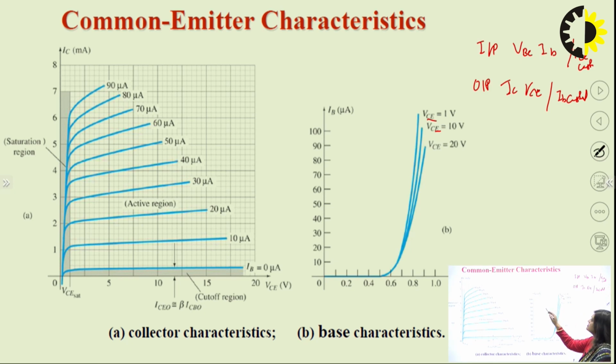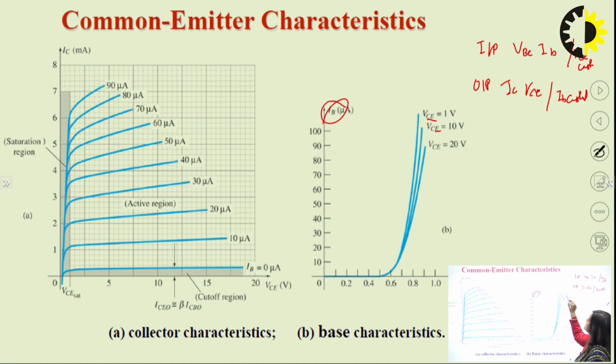the amount of IB is reduced. Because if we increase the VCE, the reverse bias across the collector base junction will also increase, and that's why the depletion layer width across the collector base junction will also increase, and it will reduce the width of the base region. That's why the recombination current will be less and the base current will be reduced.